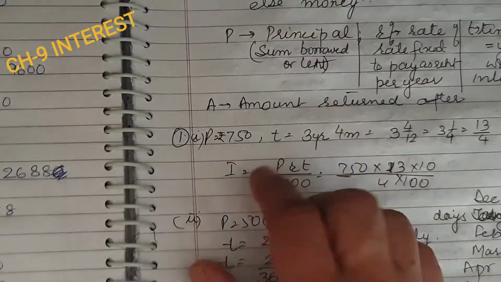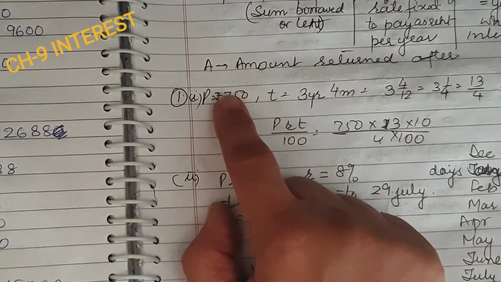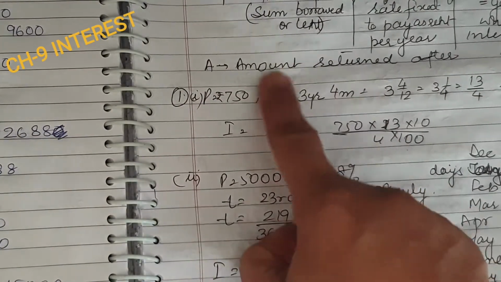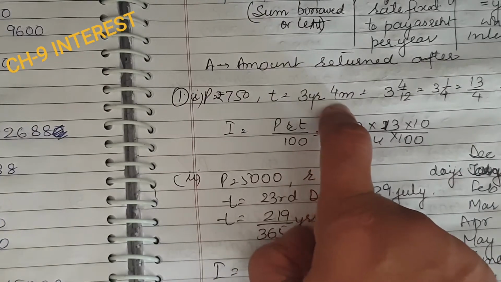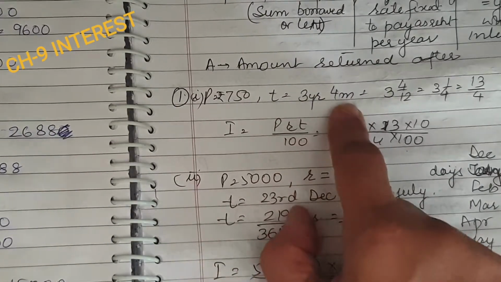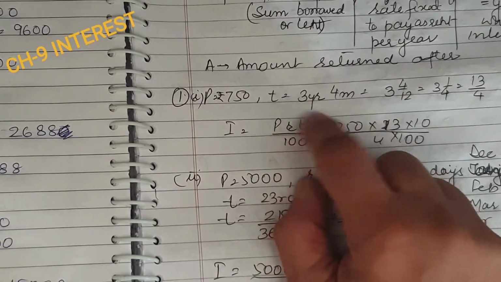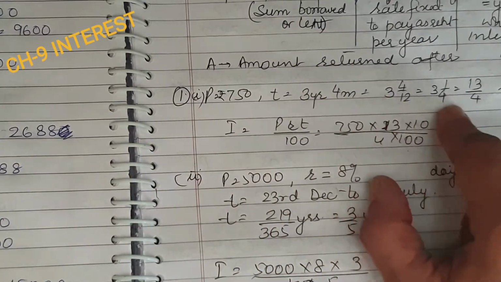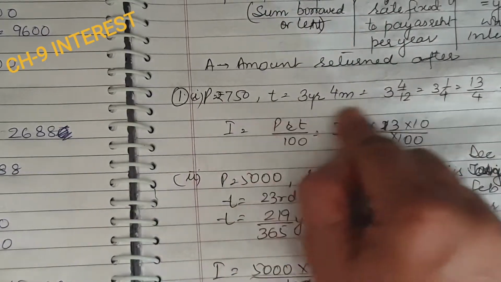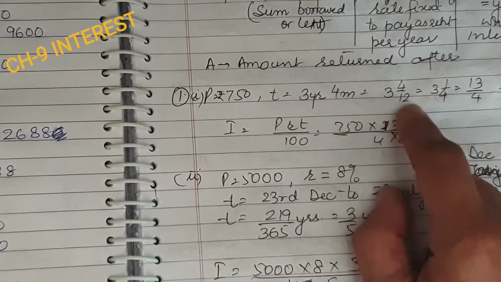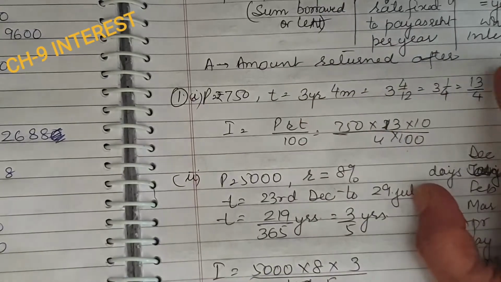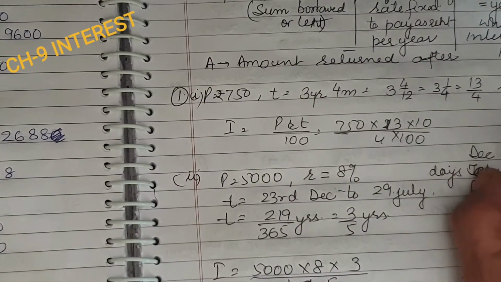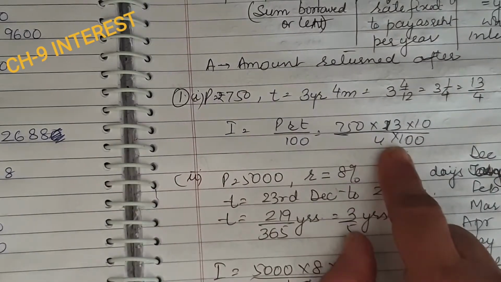First question is quite simple, where you are given directly the principal to be 750. Time is not given completely in years or completely in months. It is given as 3 years and 4 months. So 4 months we will change and keep it as a mixed fraction: 3 and 4 by 12, that makes it 3 1 by 4. We will be using this in many other questions also. So time turns out to be 13 by 4 years and rate is 10%. So we will be solving it.